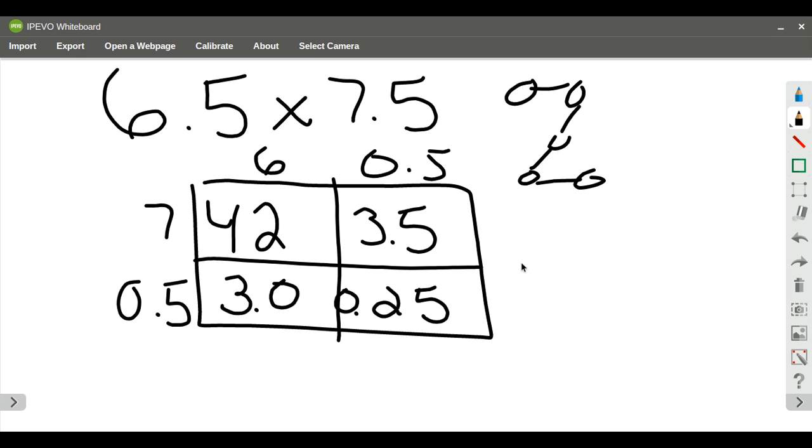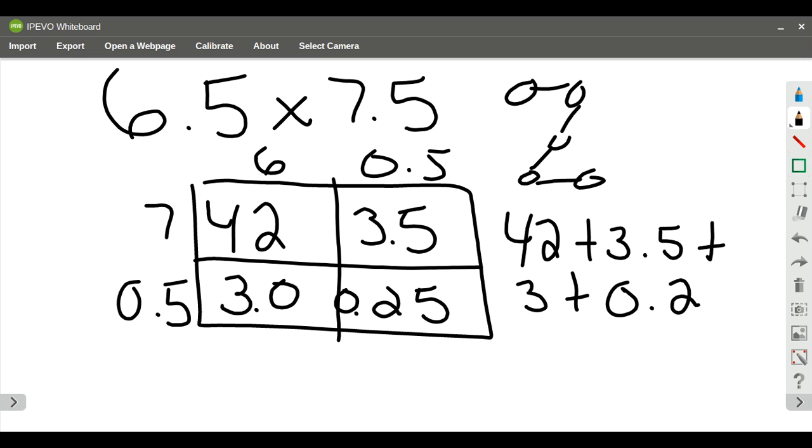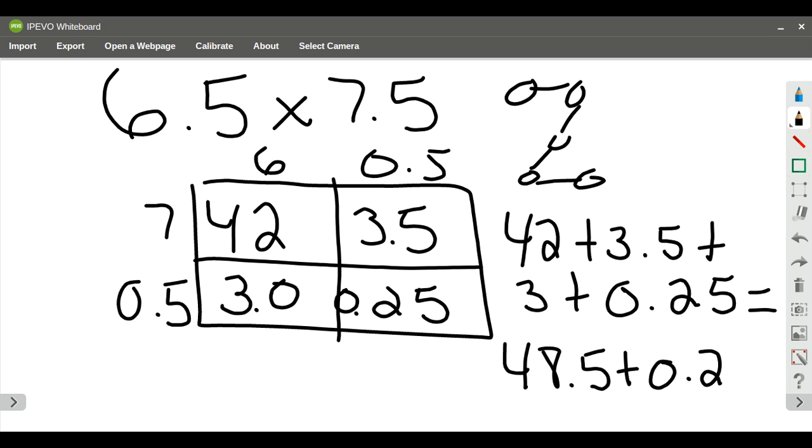So when I go to add these together, I'm going to have 42 added to 3.5 added to 3 added to 25 hundredths. And we're going to see what that equals. Well, 42 added to, I'm just going to add 3.5 and 3. That's 6.5. So 42 added to 6.5 is going to be 48.5. And I'm going to add that 25 hundredths to it. And when I add 25 hundredths to it, I get 48 and 75 hundredths ounces.